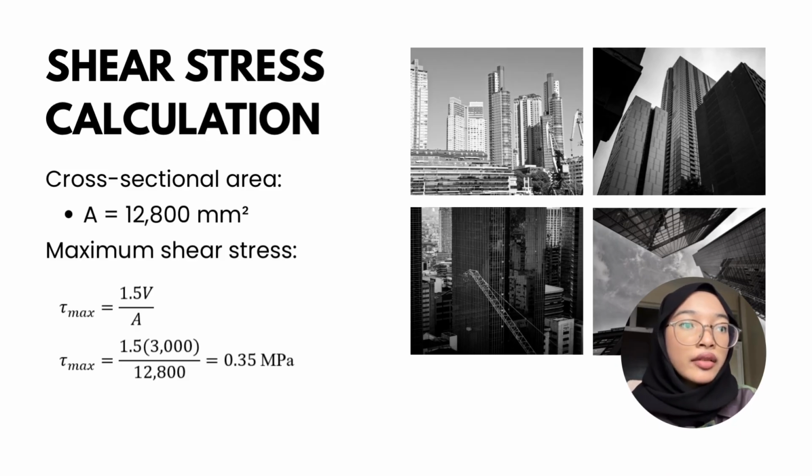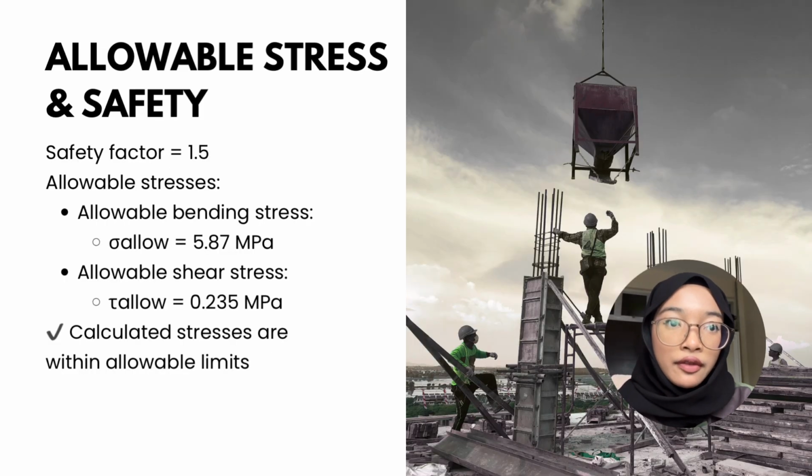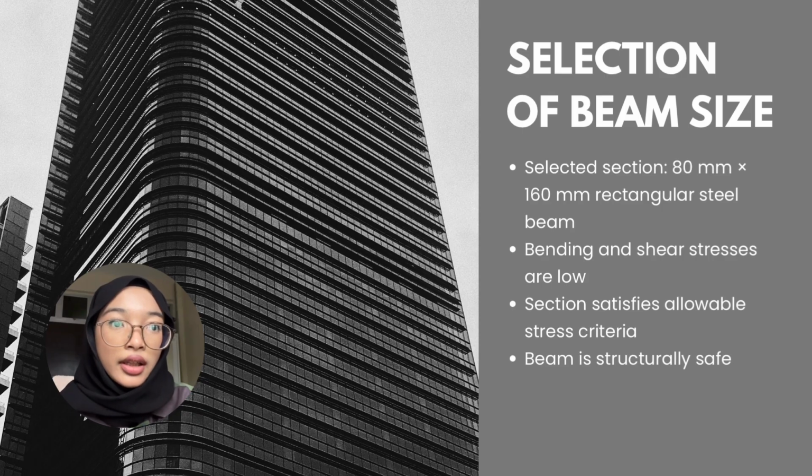The maximum shear stress is calculated using the shear stress formula for a rectangular section. The maximum shear stress is 0.35 MPa, occurring at the neutral axis. A safety factor of 1.5 is applied. The calculated bending and shear stresses are lower than the allowable stress limits. Therefore, the selected beam section is structurally safe.